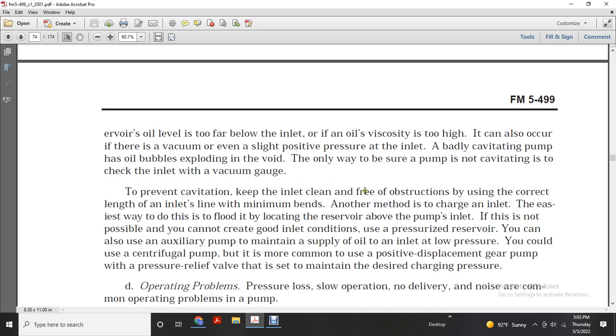To prevent cavitation, keep the inlet clean and free of obstruction, use the correct length of inlet lines, and use minimum bends. Another method is to charge the inlet, but the easiest way to do this is to flood it by locating the reservoir above the pump inlet. If that is not possible, you can create good inlet conditions with a pressurized reservoir.